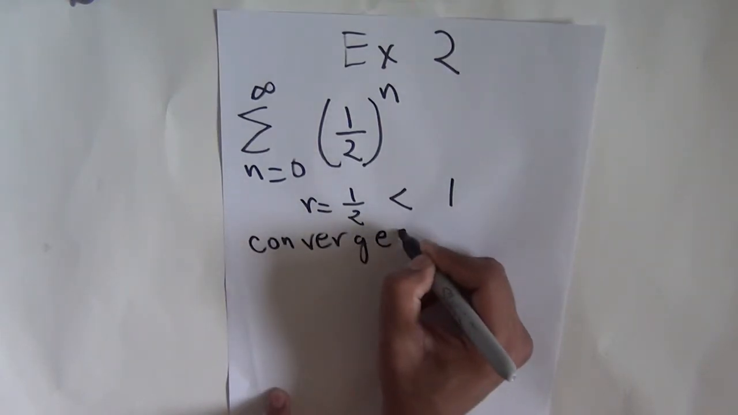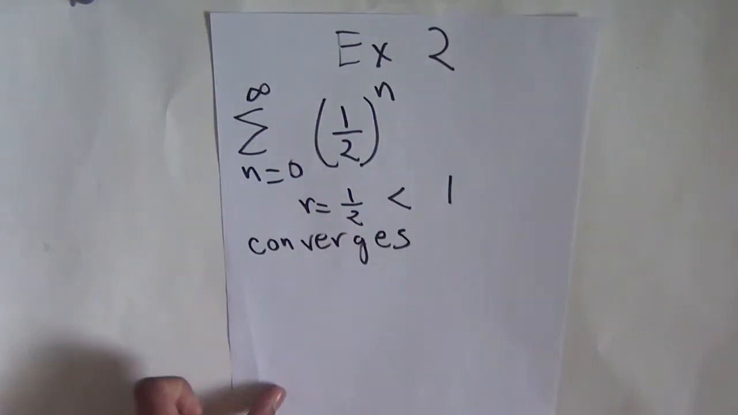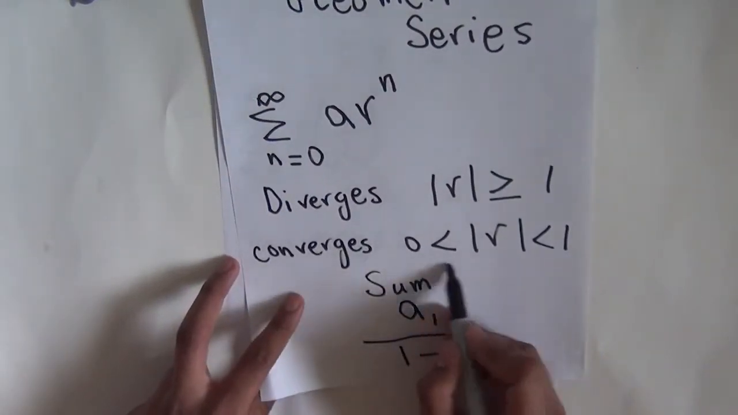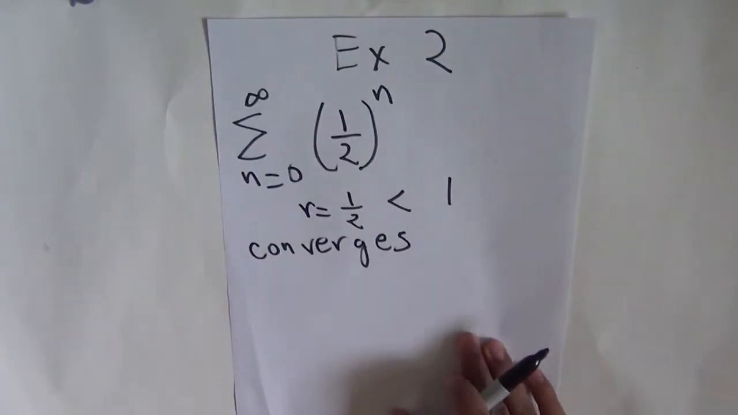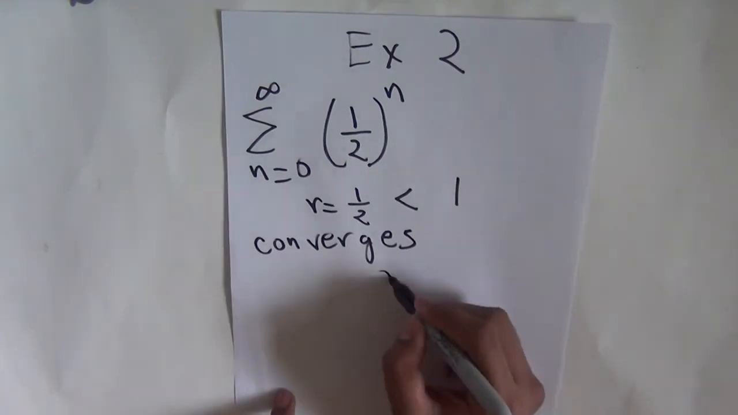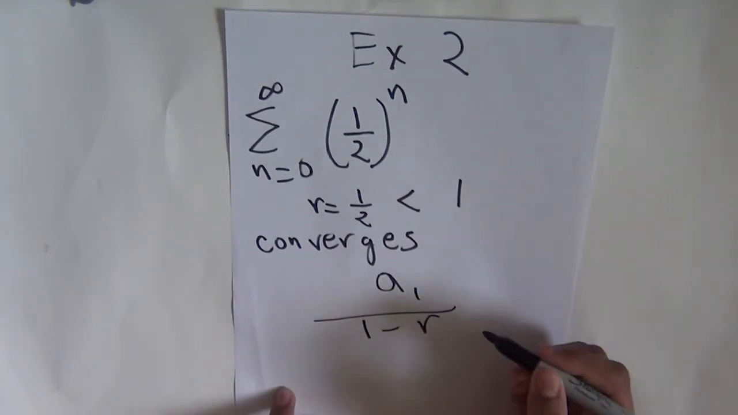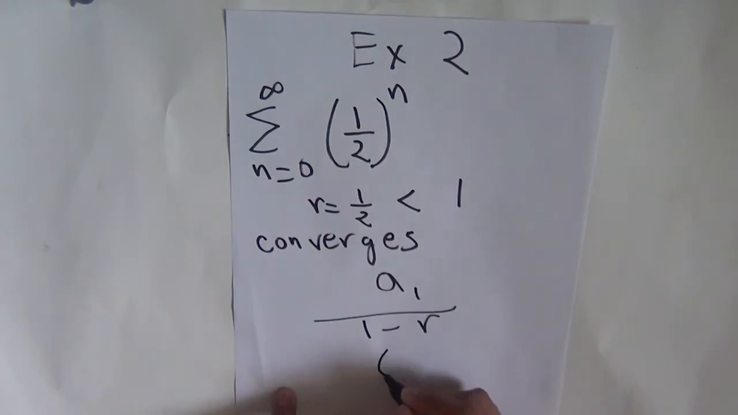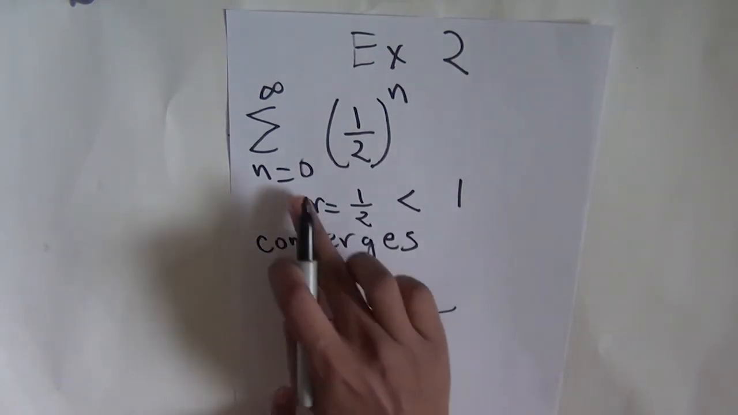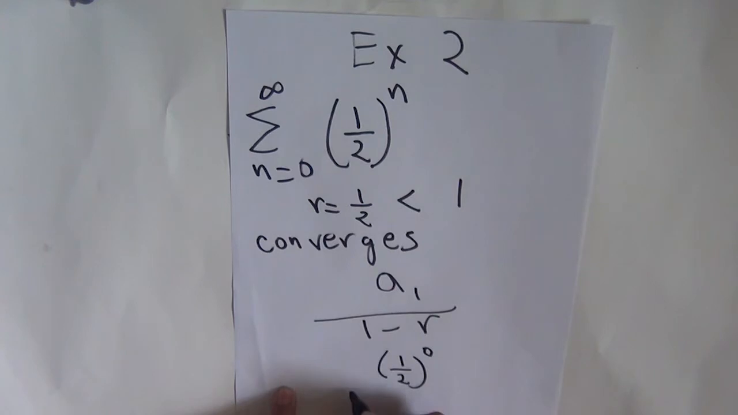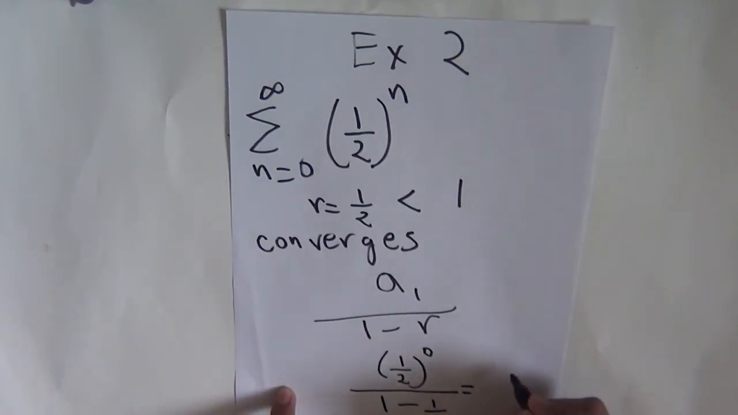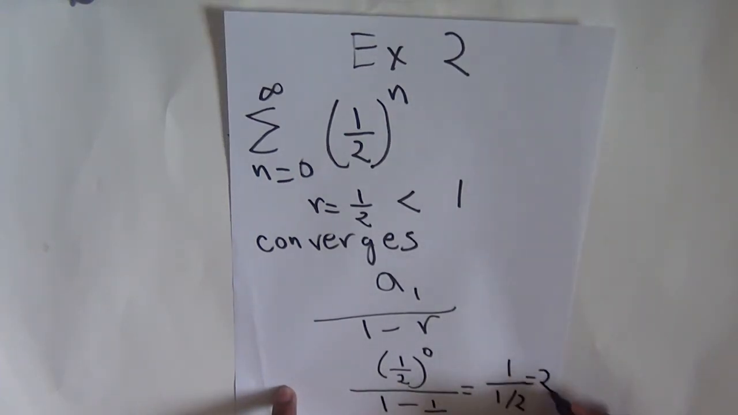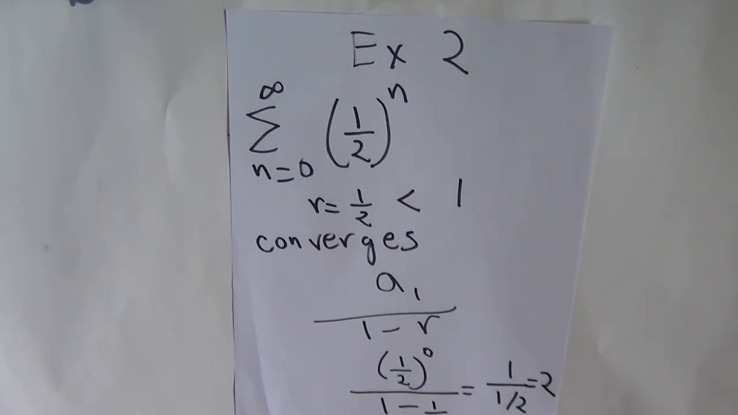Now if the question asks for the sum of the series, we can use the equation a of 1 over 1 minus r. To find a of 1, we have to plug in n equal to 0 since this series starts at 0. So 1/2 to the 0 over 1 minus 1/2. We know that 1/2 to the power of 0 is 1, and 1 minus 1/2 is 1/2. 1 over 1/2 is equal to 2. And that's geometric series.